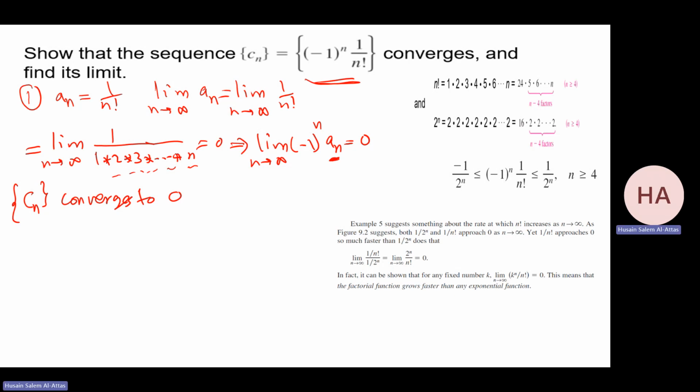Let me try to explain it. I try to squeeze this sequence between two convergent sequences. Let me see what will happen. If you notice, the second way, I think this is what the book explained. If you notice, n factorial is 1 times 2 times 3 times up to n. If you put this sequence, 2 to the power n, it is what? It is 2 times 2 times 2, n times.